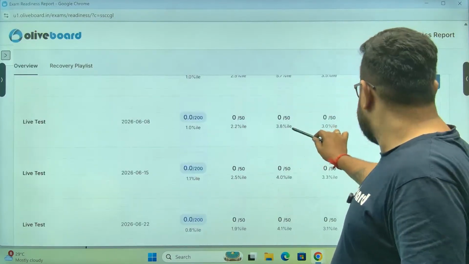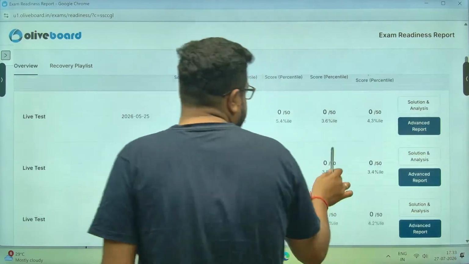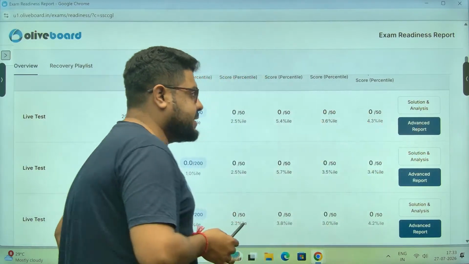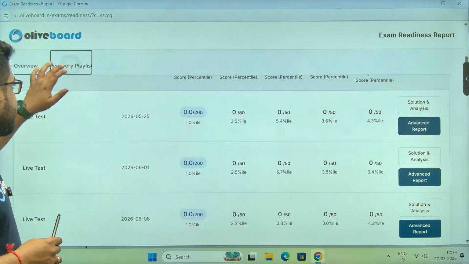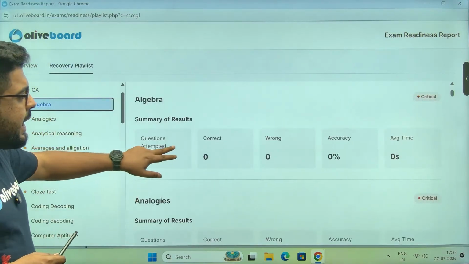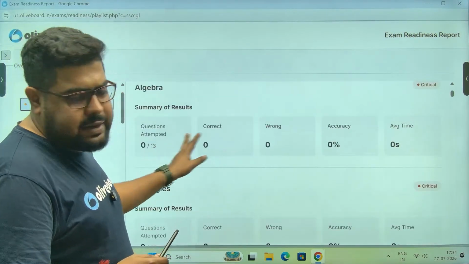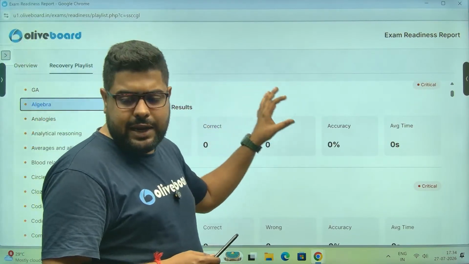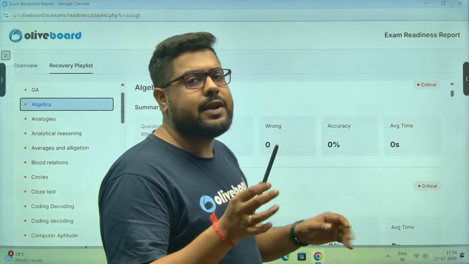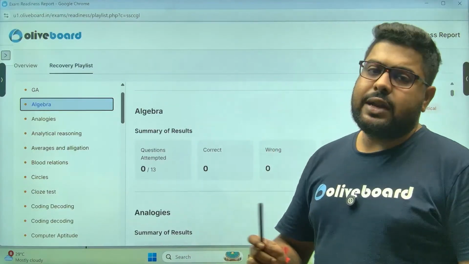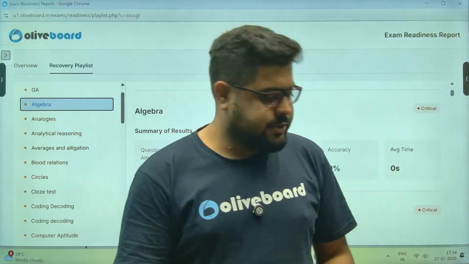Also, you will get an advanced report from here along with your solution analysis. Also, in the recovery playlist, you will find each and every topic. For me, these are zeros. But again, how many questions you attempted, how many you got correct, the whole analysis you will get from here. So this is the AI driven feature. I will strongly recommend all of you to check it out.